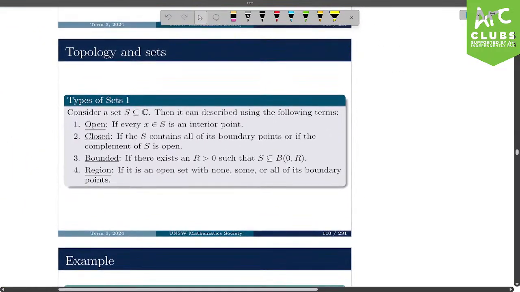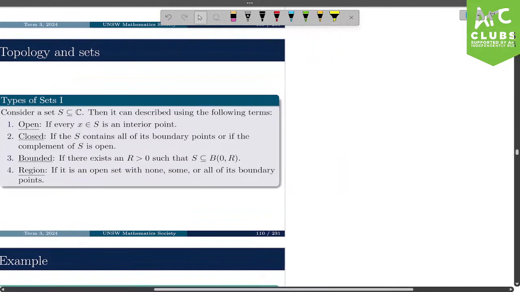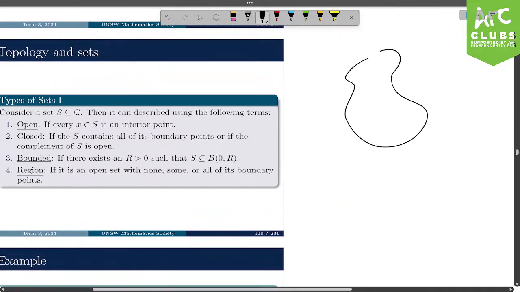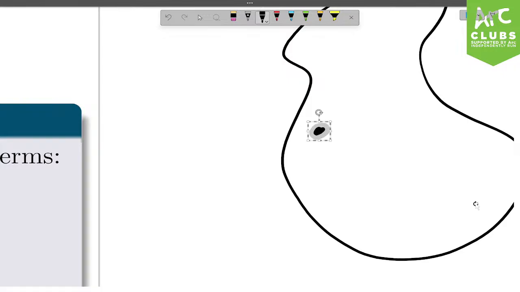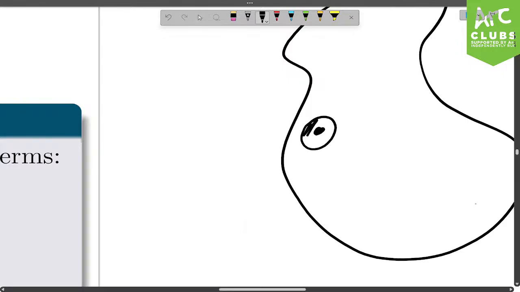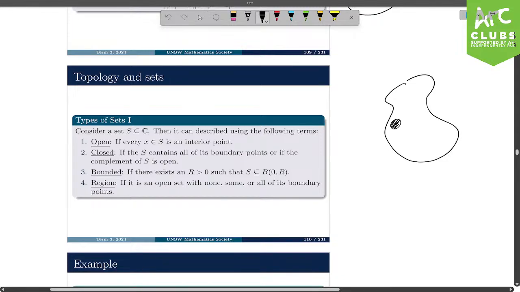Topology and sets, just a little bit of terminology. We probably also covered this in the vector calculus area just a little bit, but we'll get moving anyways. A set is open if every element of the set is an interior point. Interior point just means that here's a boundary, here's a point inside of it. I can zoom in however much I need and draw a circle about that point that is entirely inside of my set, okay? So that's all an interior point is. There is some ball such that the entirety of it is inside of it.